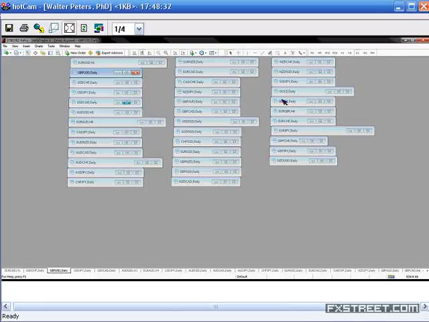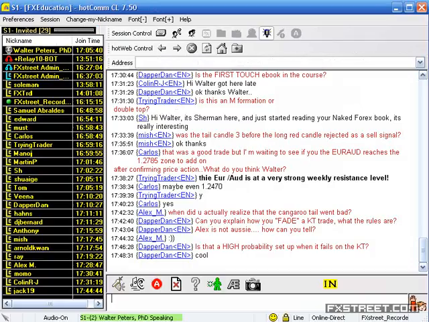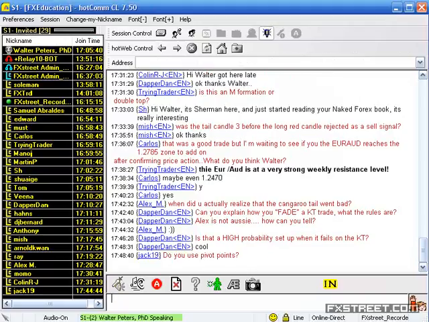Any other questions? Anyone want to look at any other charts? No? Let's see how the Euro Aussie is going. Move back up. Do I use pivots?